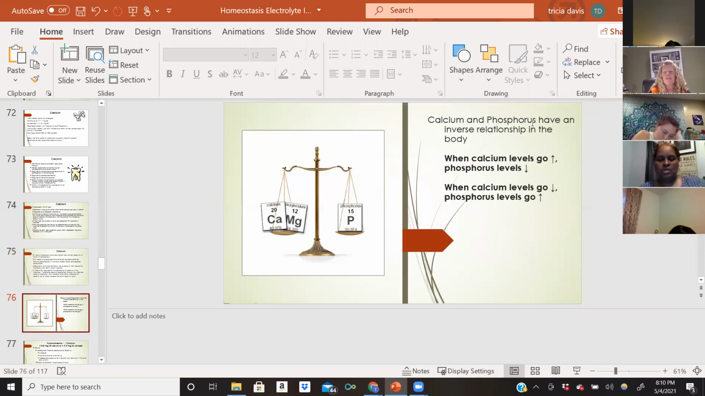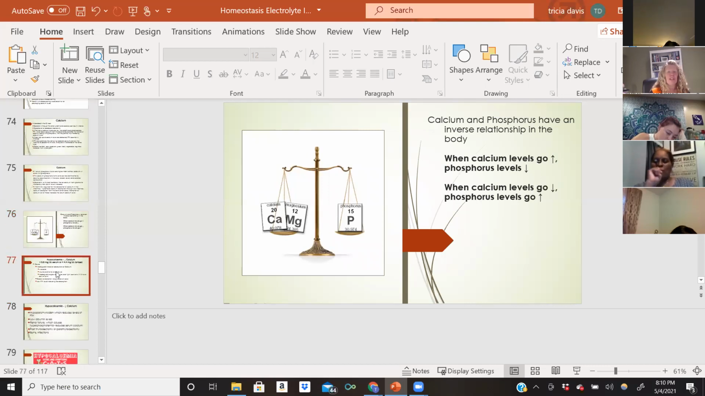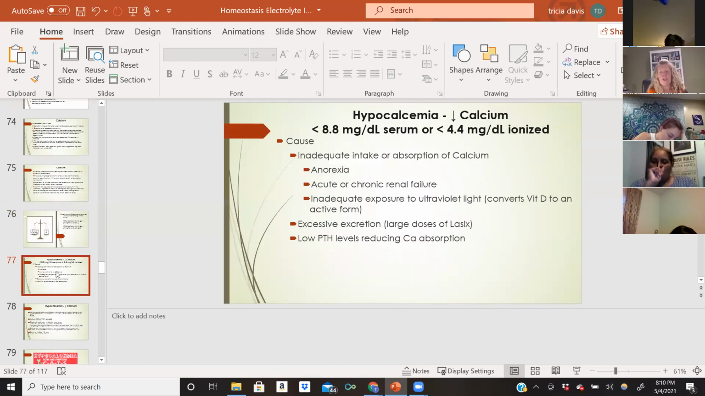So calcium and phosphorus have that inverse relationship in the body. When calcium levels go up, phosphorus levels go down. When calcium levels go down, phosphorus levels go up. So you guys need to know that, okay? You need to know how these feedback systems work.